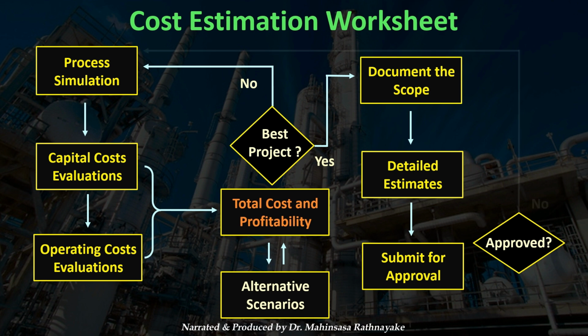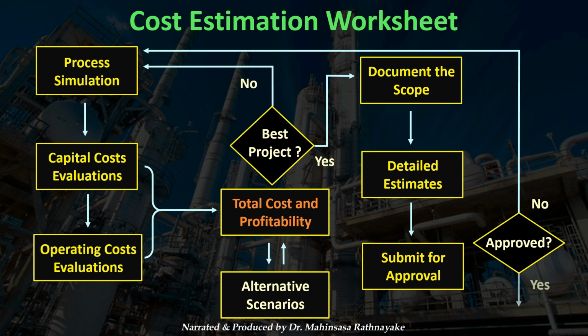If the project is approved, we can export the information from Aspen Process Economic Analyzer to Aspen Capital Cost Estimator for further scope development of our design accordingly. If the project is disapproved, we have to go back to our simulation again and change our design accordingly.